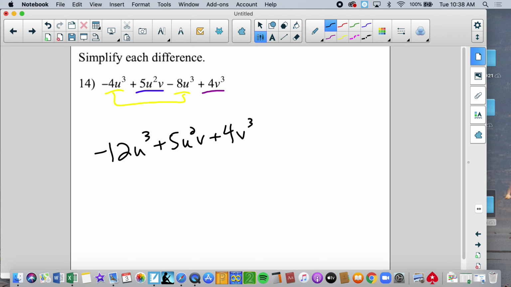So let's look at the first variable in each of these. You have a u and a v. So STUV, u comes before v, so these two terms are going to come before this. So we know that this is going to be third in line. Now we have to check and see between these two.